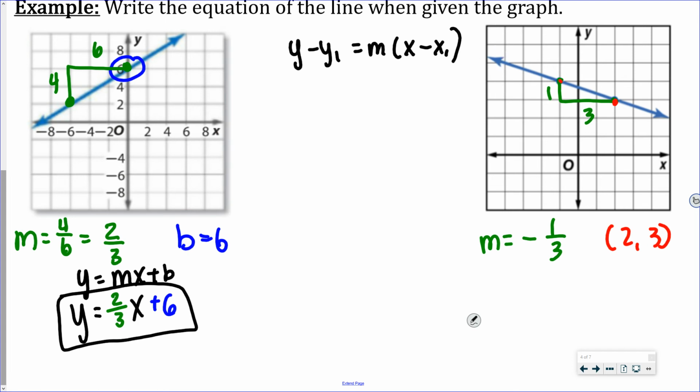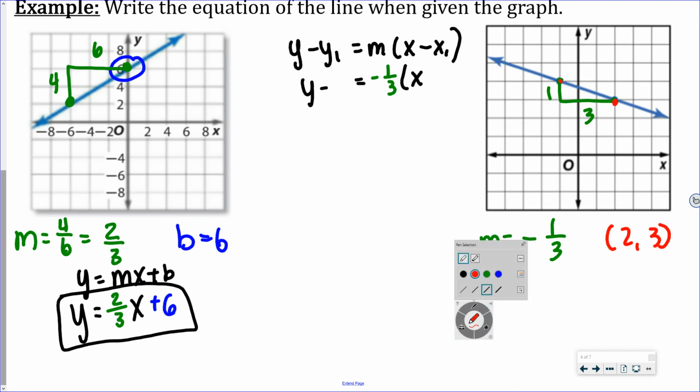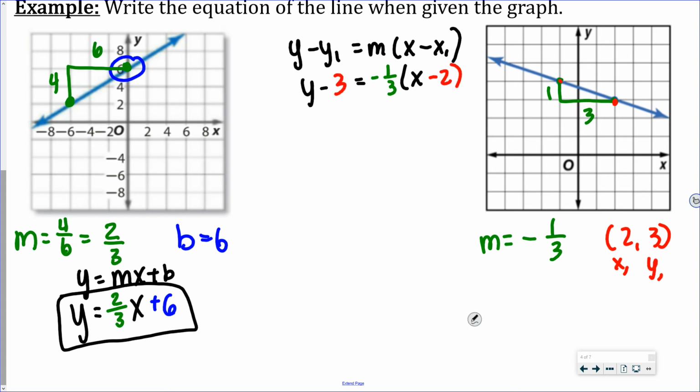So, negative 1/3 is my slope. Leave the x and y. x1, y1, that's my point. So x1 would be 2. y1 would be 3. And then we're going to write this in slope-intercept form. But I had to start in point slope form because I don't know what the y-intercept is.